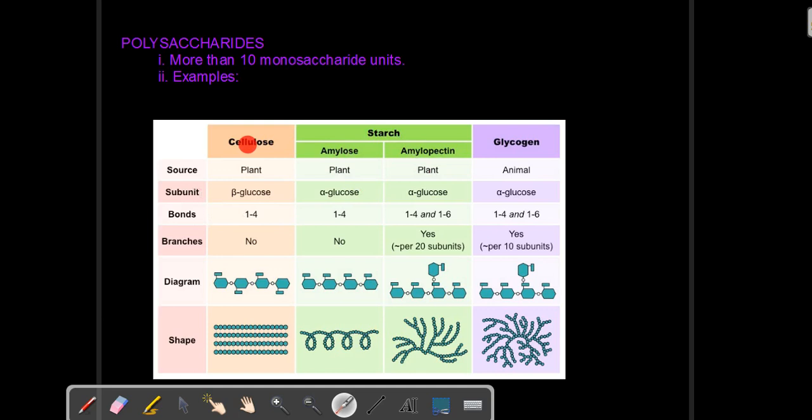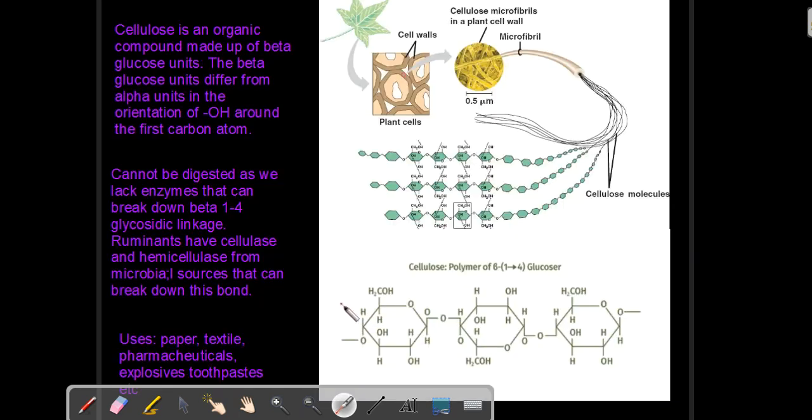Now, what is cellulose made up of? What kind of monosaccharide? Now remember, cellulose is a homopolysaccharide. It is made up of beta glucose. Let us have a look at beta glucose. So here we've got cellulose, and these monomeric units are beta glucose units.